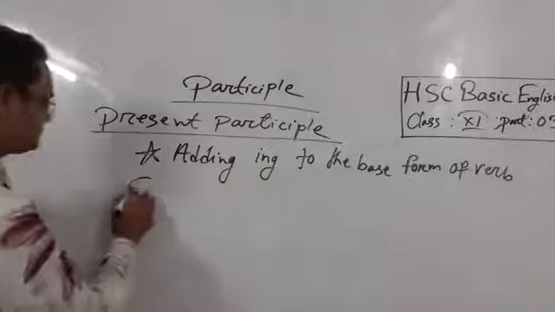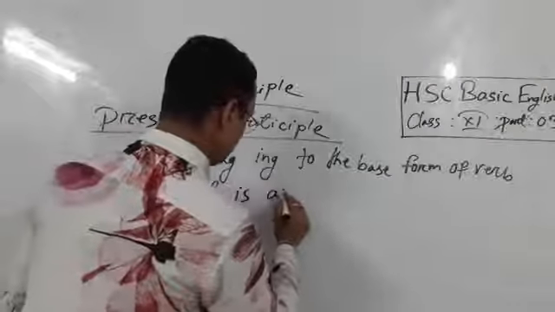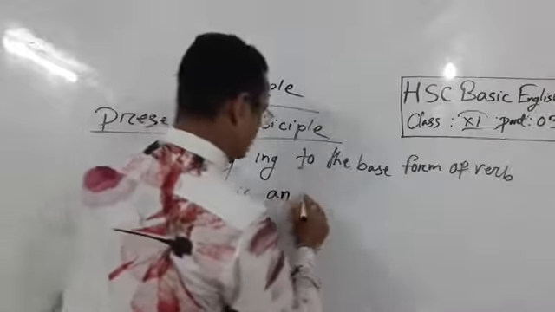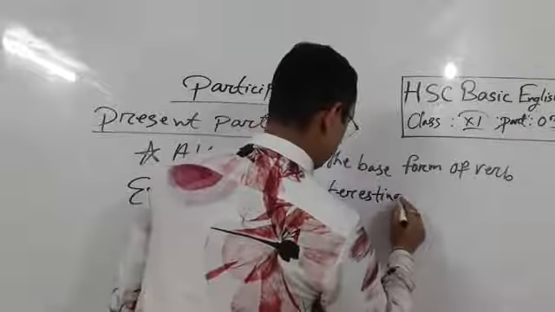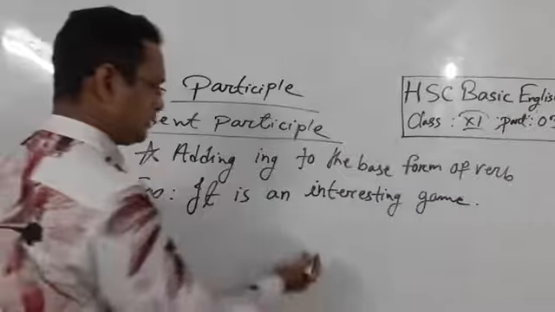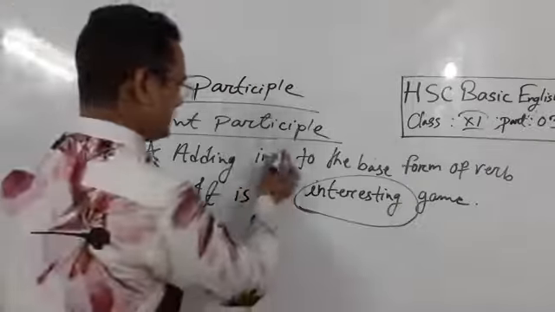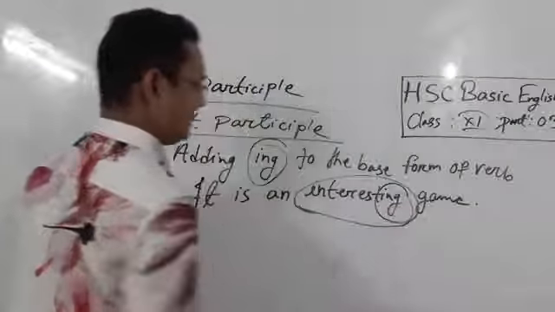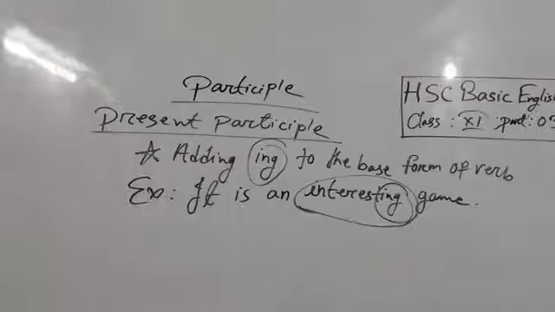For example, it is an interesting game. Look at the word interesting, with ing, adding ing here. Interest with ing, interesting. It is an interesting game.